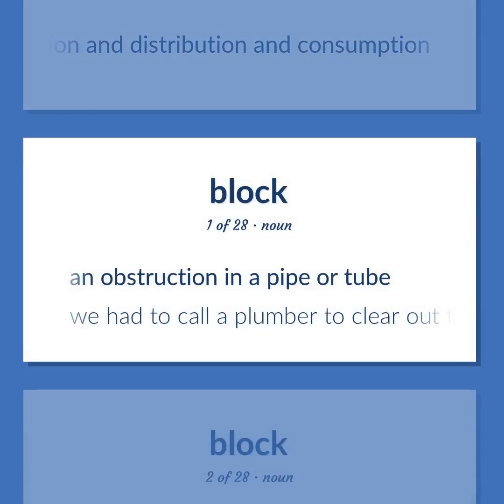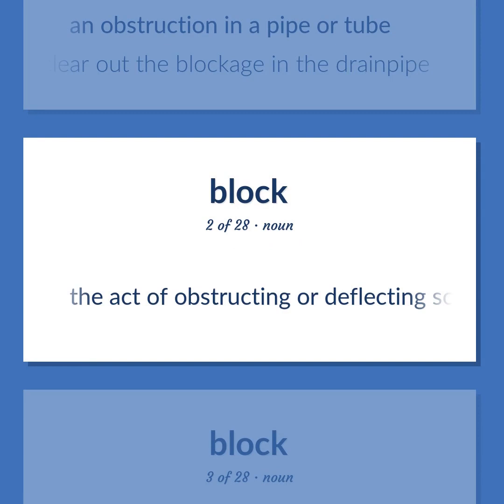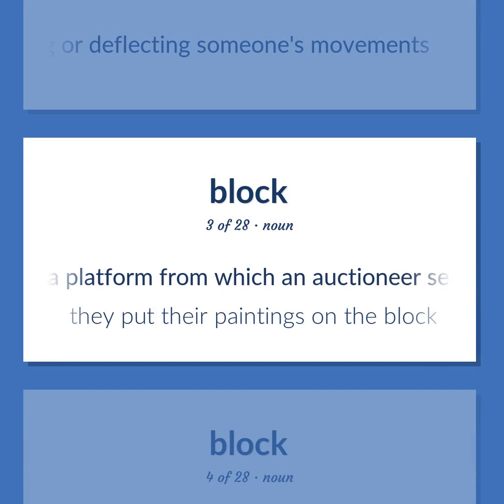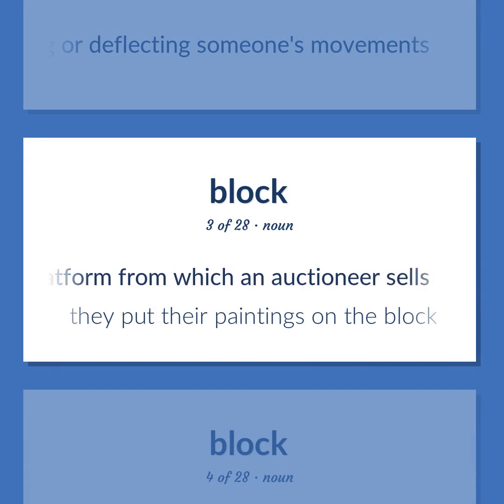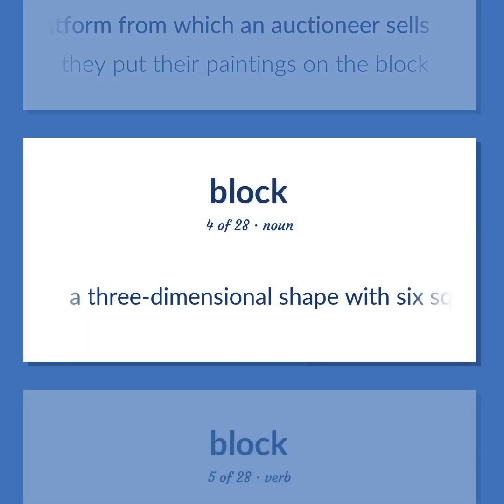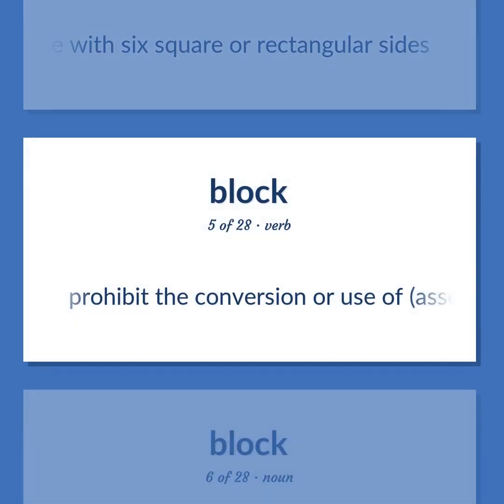An obstruction in a pipe or tube. We had to call a plumber to clear out the blockage in the drainpipe. The act of obstructing or deflecting someone's movements. A platform from which an auctioneer sells. They put their paintings on the block. A three-dimensional shape with 6 square or rectangular sides. Prohibit the conversion or use of assets.